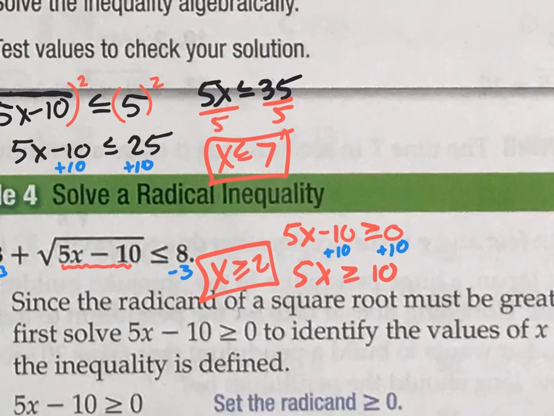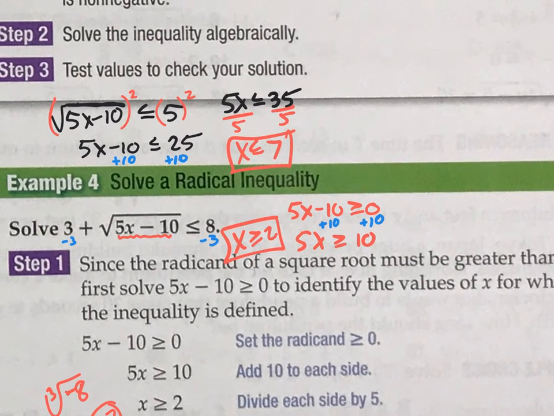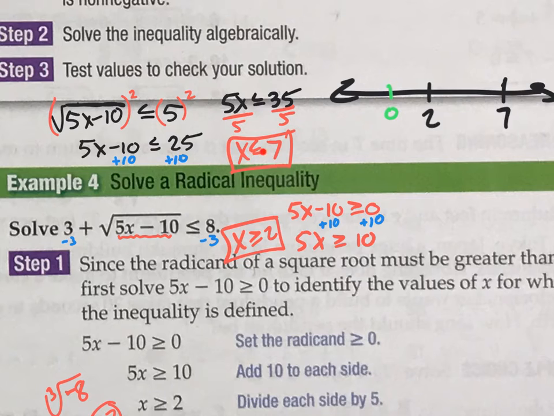So the best way to test these answers is to do a number line, do a quick sketch of a number line, and 7 is over here, and 2 is right here, and let's say 0 is obviously over here outside the 2 and the 7. So if I take a look at this guy, it says x is less than or equal to 7. So less than or equal to 7 would be this way. And this other one says x is greater than or equal to 2.